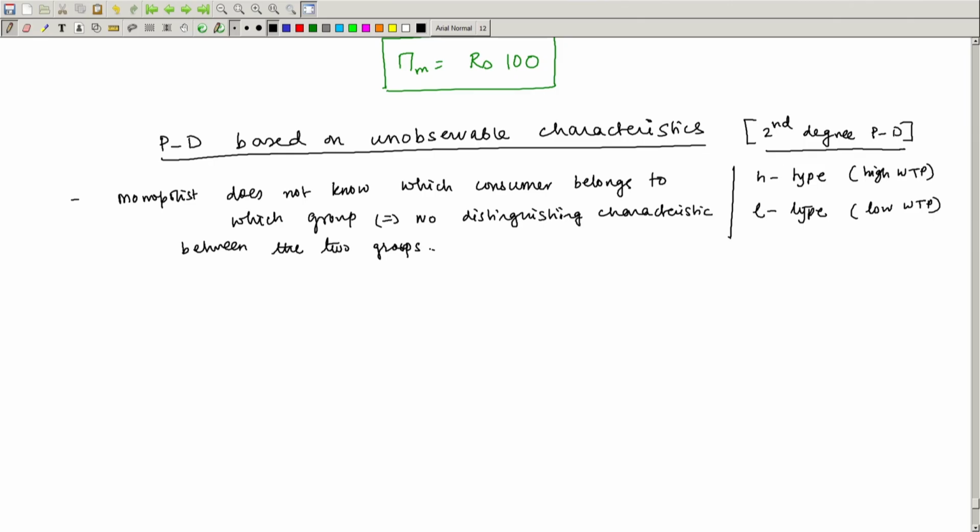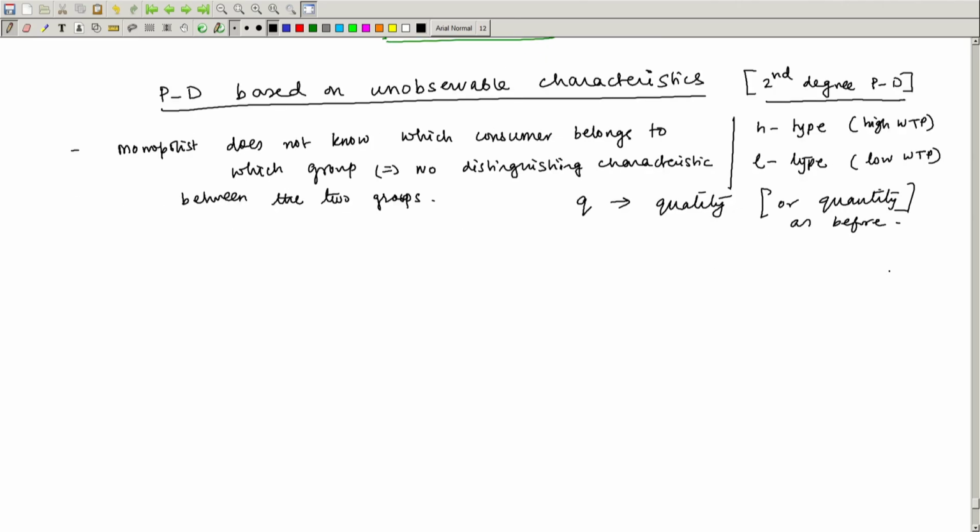And for the purposes of this discussion, it may even help in interpreting the Q as quality. I mean, we can still call Q quantity as before, but for this particular example, you can even interpret the Q to be quality, or even quantity as before. So, the question is, how do you practice price discrimination based on unobservable characteristics? Let me first draw a picture. Let us understand this pictorially, and then we will take a specific example.